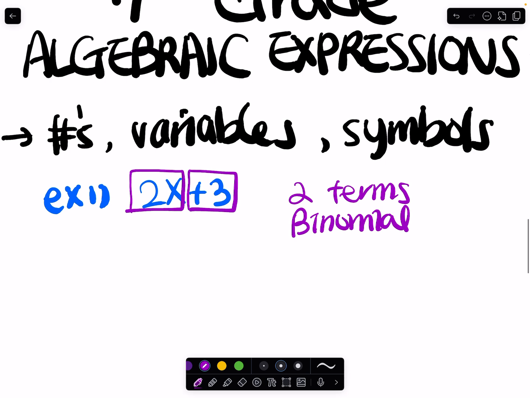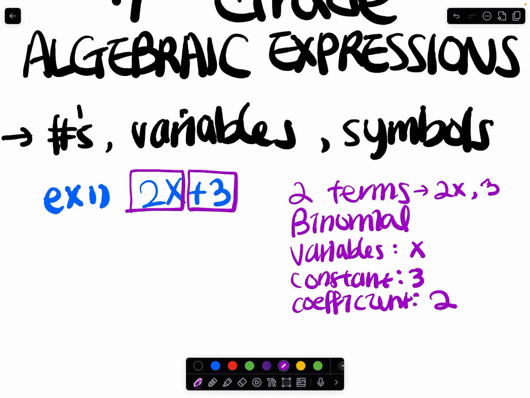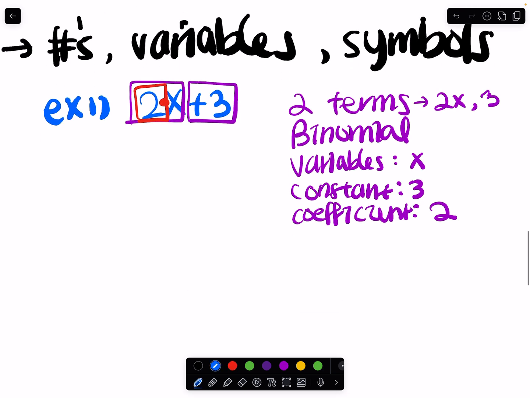And the terms are 2x and 3. Okay? And the variables, the only variable that you see in this expression is x. Constant is 3. Okay? And then one more thing was coefficient, which is 2. It's a number that sits in front of a variable where they are multiplied together.